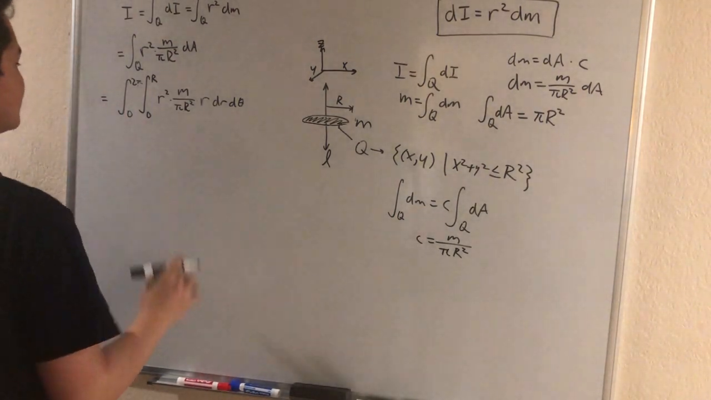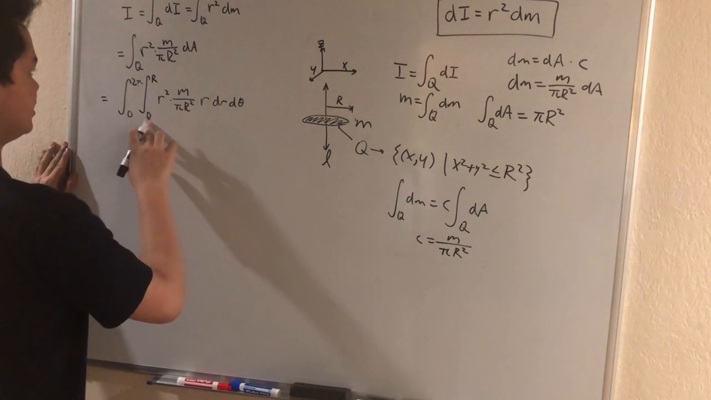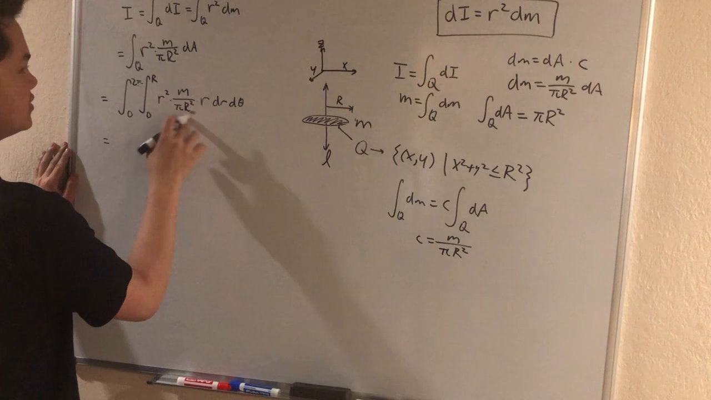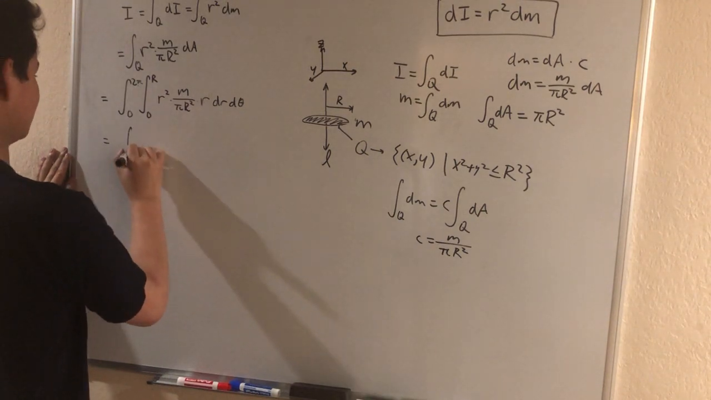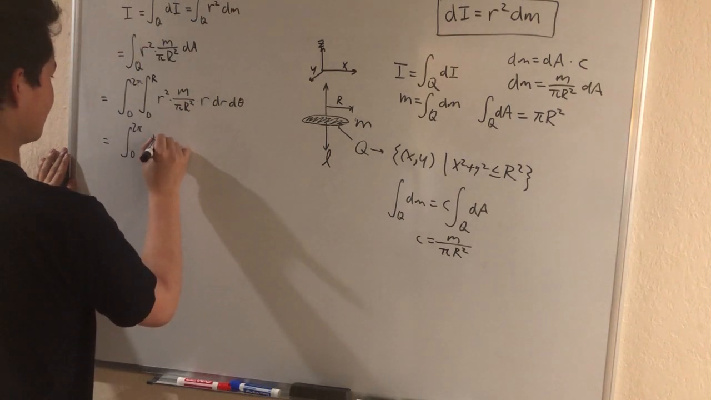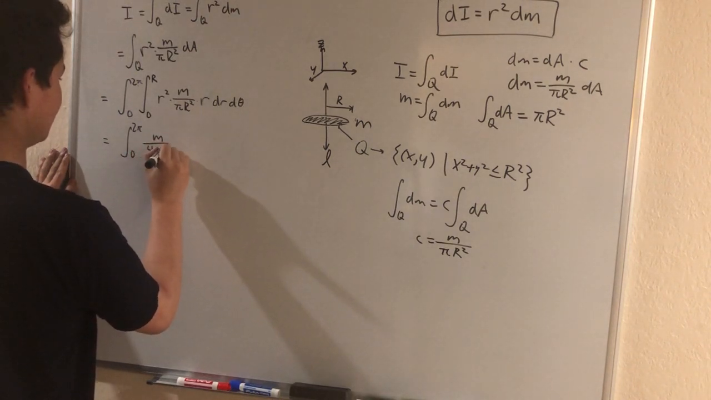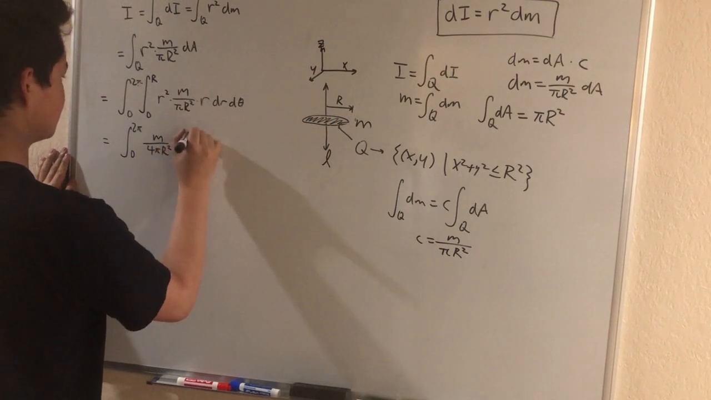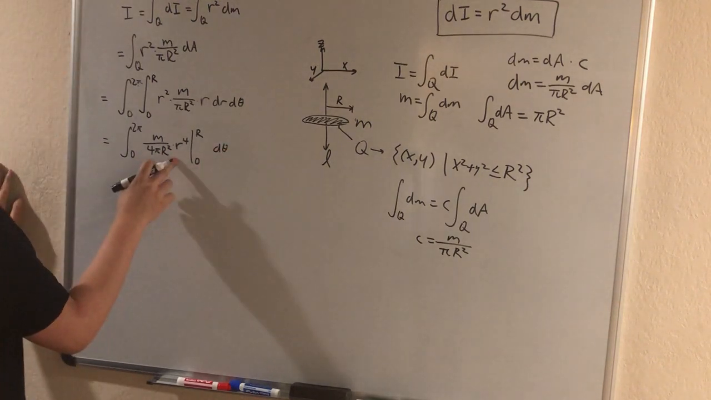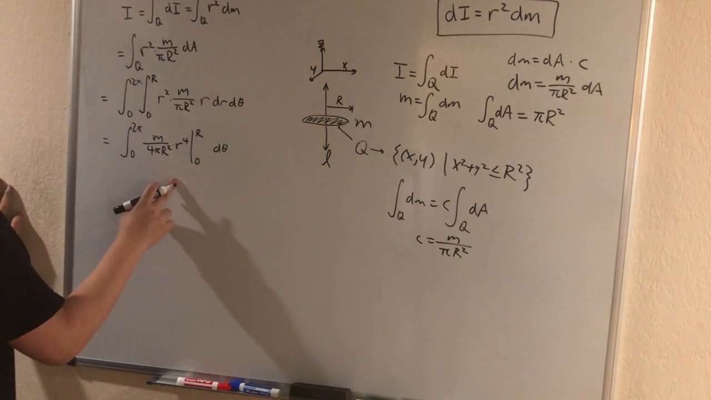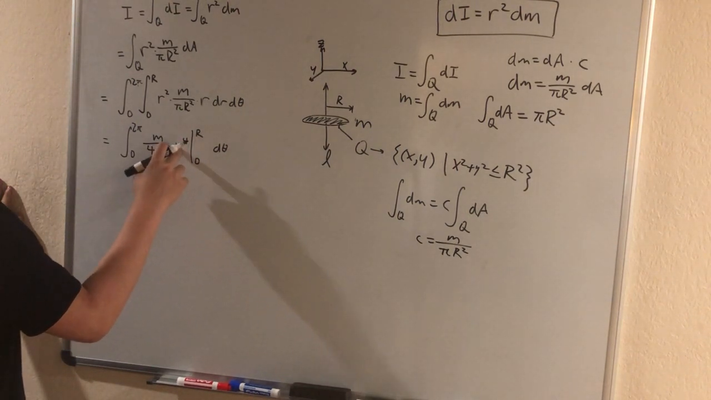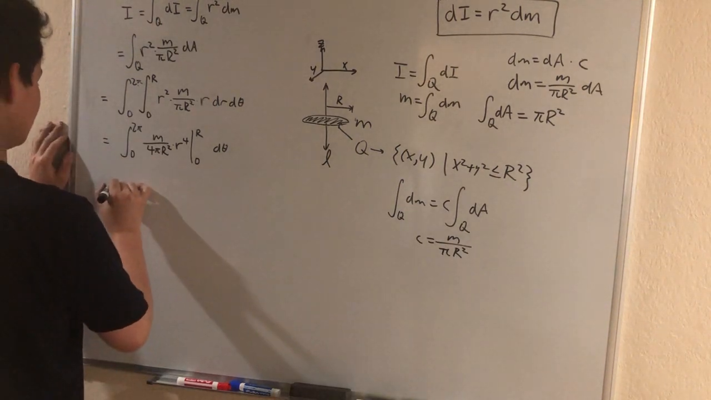So this is our moment of inertia, and we can evaluate this. We do the inner integral first. This is an r cubed integrand, so we're going to get the integral from 0 to 2 pi of m over 4 pi R squared times r to the 4, evaluated from 0 to R. Plugging 0 in here just gives 0. Plugging in R, the R squared and R to the 4 cancel out to get R squared.